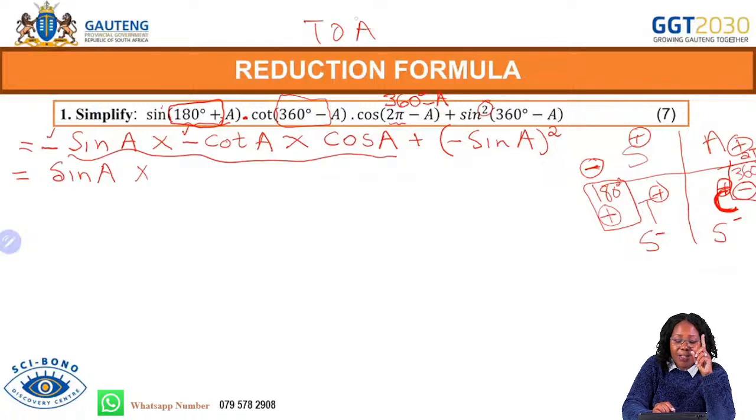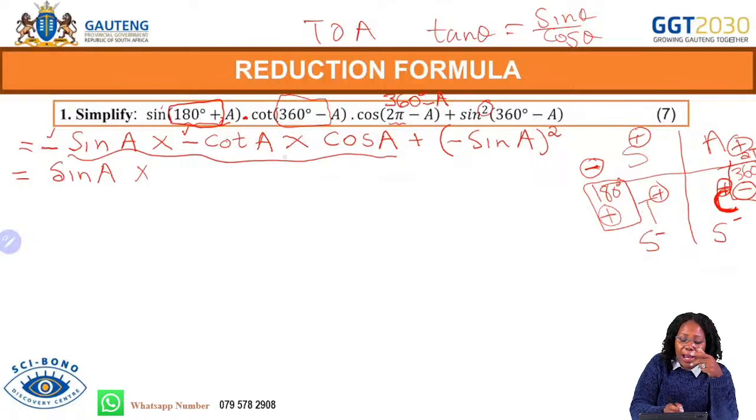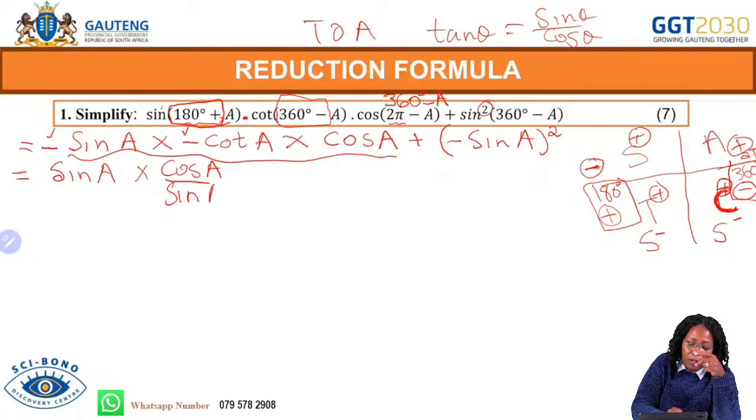A tangent is opposite over adjacent. Or you can use the identity of a tangent. Remember, tangent is sine over cos, right? So in this case, if we have a cotangent, we can write it as a reciprocal. It will be cos of A over the sine of A for a cot A, right?